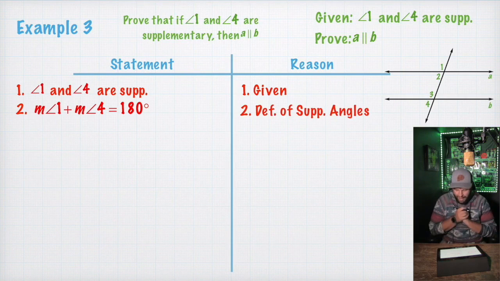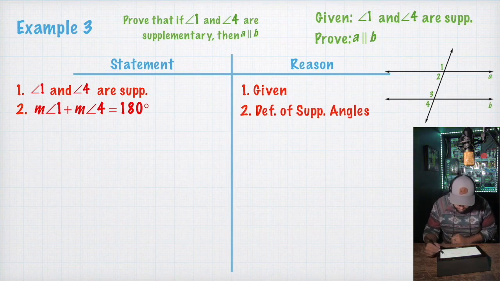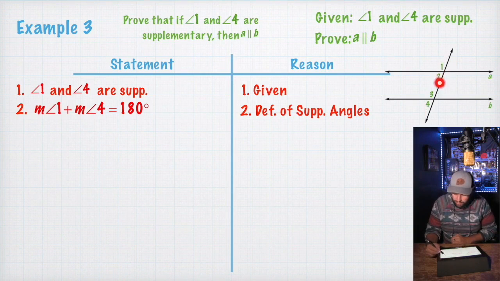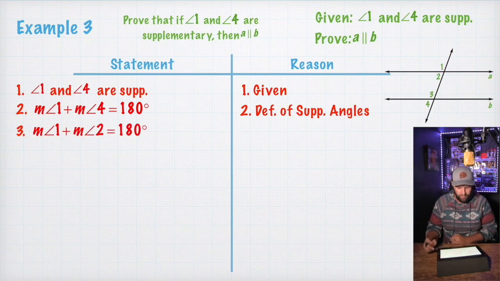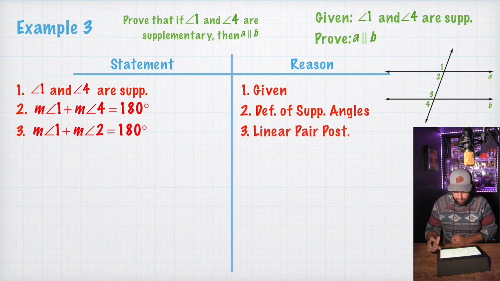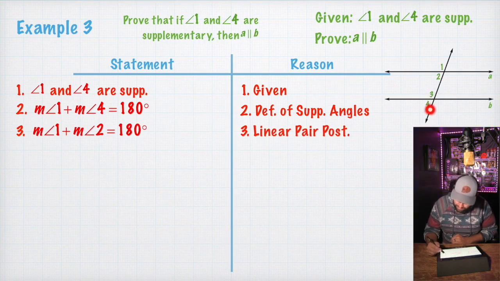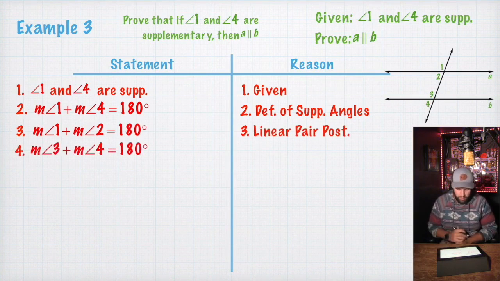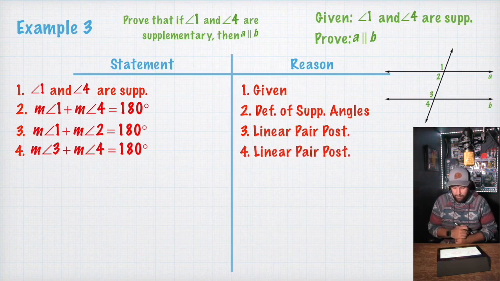Okay, now, what else can we find on here? We know that angle 1 and angle 4 are supplementary, which is good. We also know that 1 and 2 are going to be supplementary because they are a linear pair. So the measure of angle 1 plus the measure of angle 2 is 180 degrees because they're a linear pair. We also could say the same thing for 3 and 4, 180 degrees, because they're also a linear pair. The linear pair postulate states that.